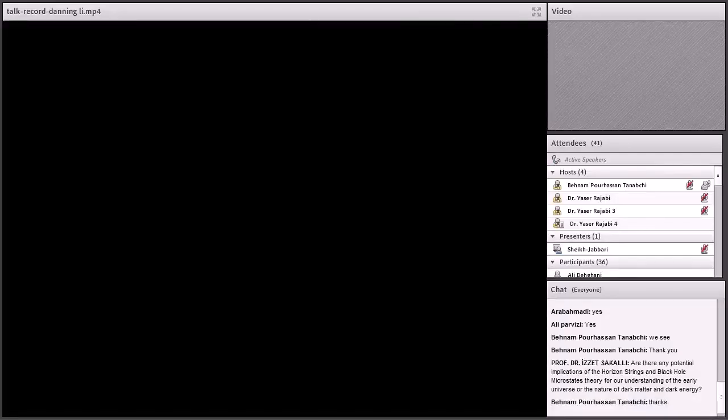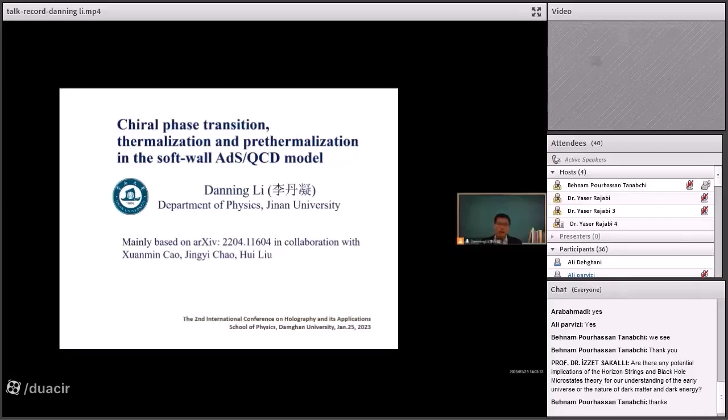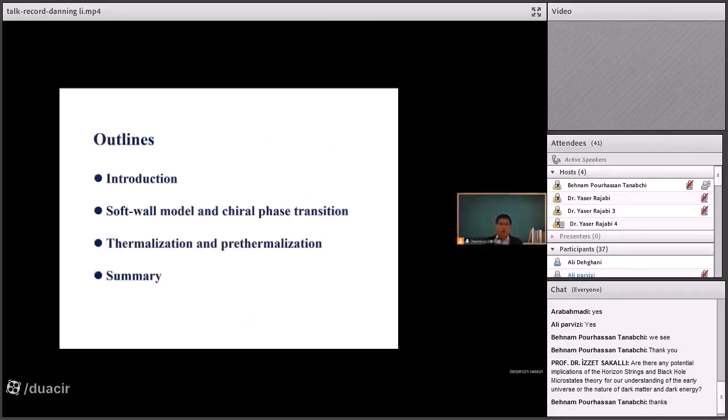Recent work. I would like to share some recent results about the real-time dynamics of the chiral phase transition from a holographic study. It's mainly based on this paper, done together with my collaborators.